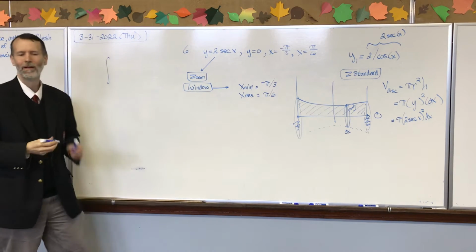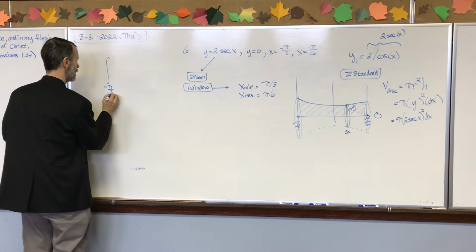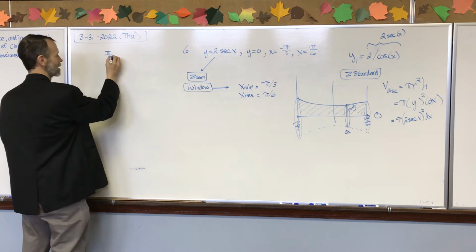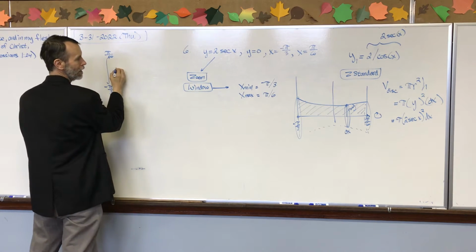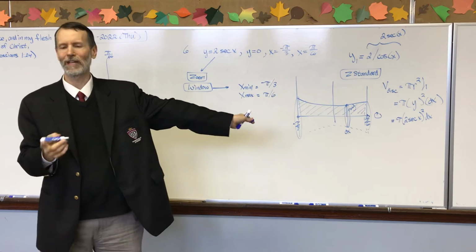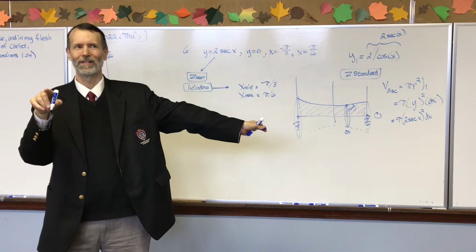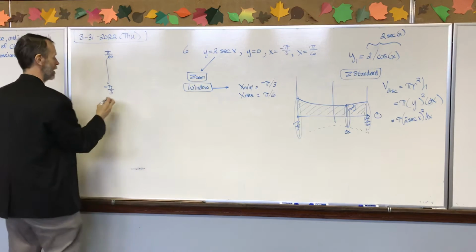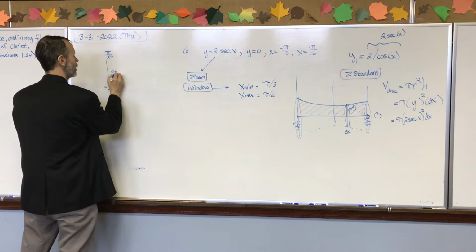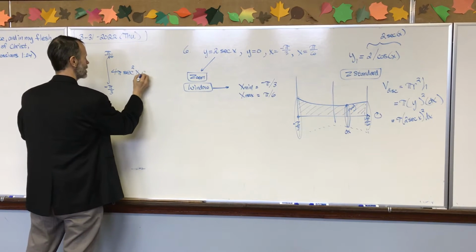Max. From what to? Pi over 3, pi over 6. From negative pi over 3 to pi over 6. Correct. Can somebody expand that out for me? What's 2 secant times 2 secant? 4 secant squared. So it's going to be 4 pi secant squared of x dx.